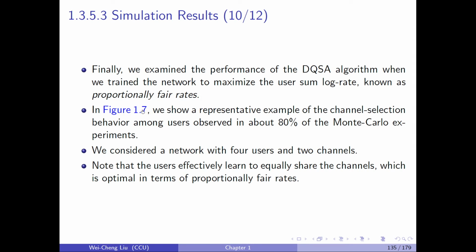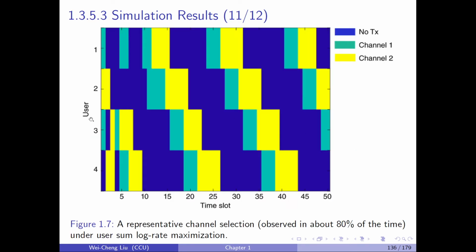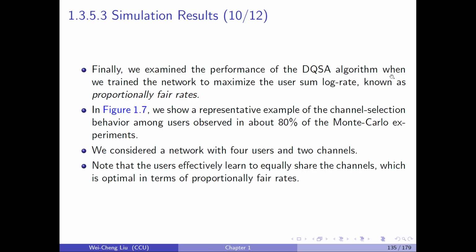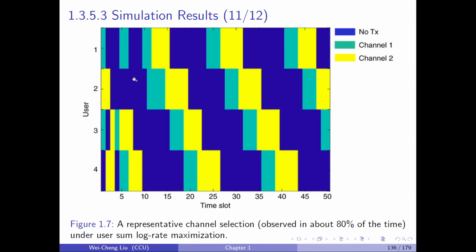In figure 1.7, we show a representative example of the channel selection behavior among users observed in about 80% of the Monte Carlo experiments. We considered a network with 4 users and 2 channels. You can see that there are 4 users, 1, 2, 3, 4, and 2 channels, channel 1, channel 2. Note that the users effectively learn to equally share the channels, which is optimal in terms of proportionally fair rates. You can see that the blue region is the no transmission.